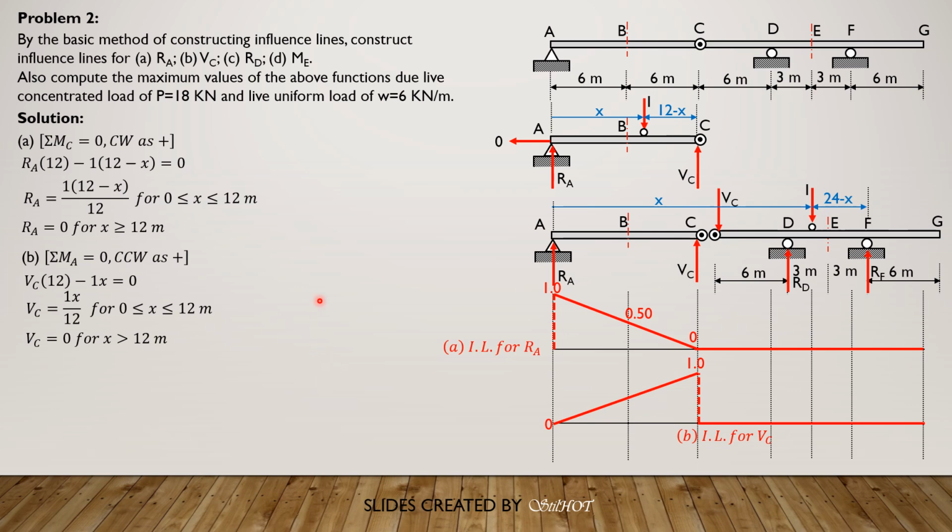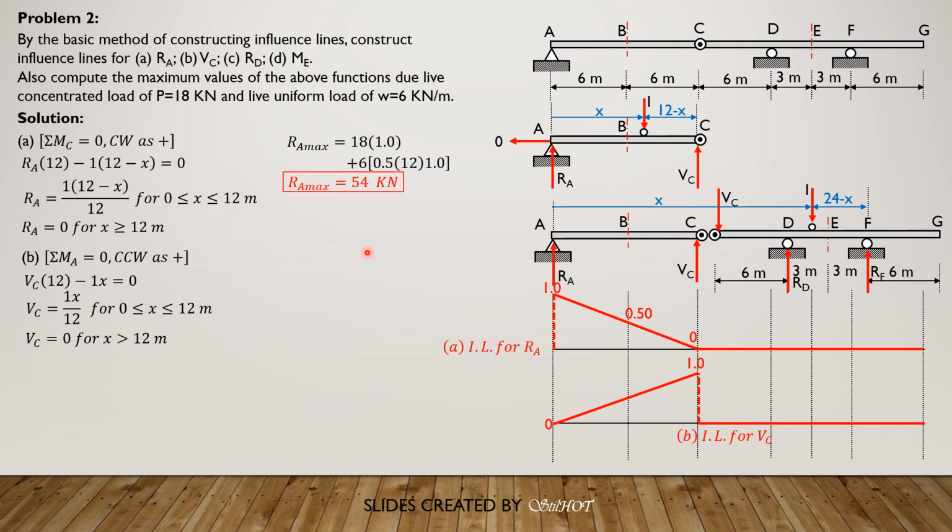Now for the maximum values, due to this live concentrated load and uniform live load, by principle, we place the concentrated load over a point where the ordinate is maximum for reaction at A, which is 1. So we have 18 times 1, plus 6 times the area where the area is maximum, which is 1/2 or 0.5 of 12 times 1. So the maximum reaction at A is 54 kilonewtons.